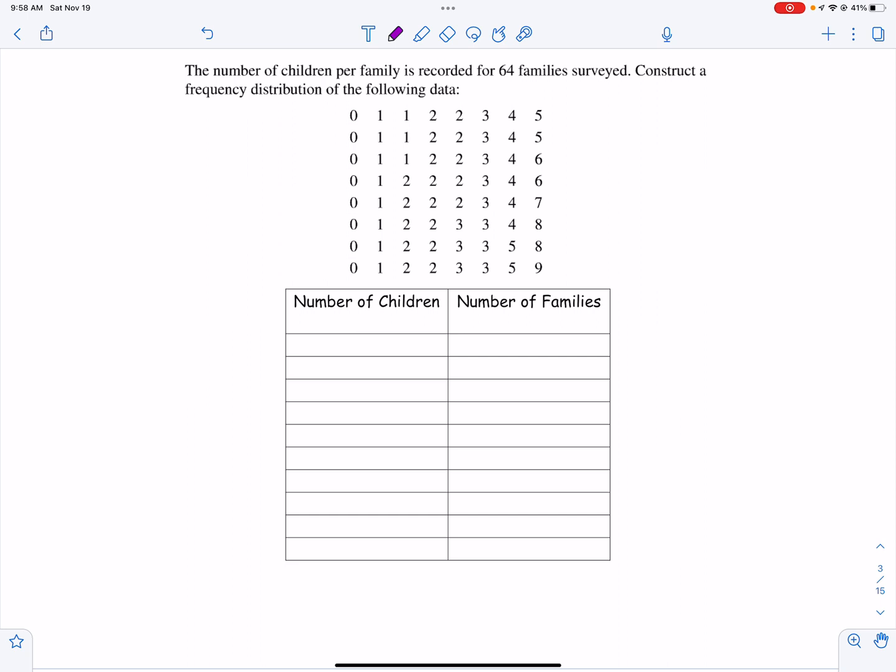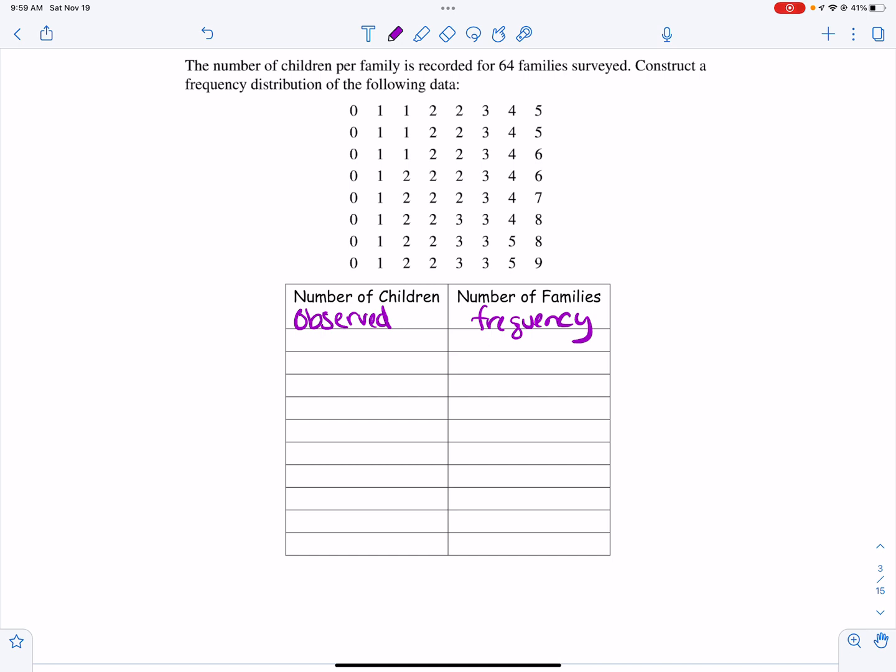So we're going to talk about how to make a frequency table. And so what you have is I said the observed values, and in this case, that's going to be the number of children. And then we have our frequency, the number of families that have those children. Now, this is nice because they actually put your data in order. Not all the time does that happen.